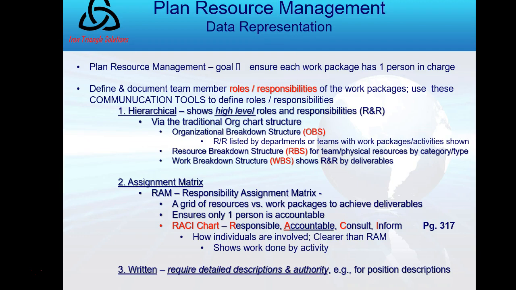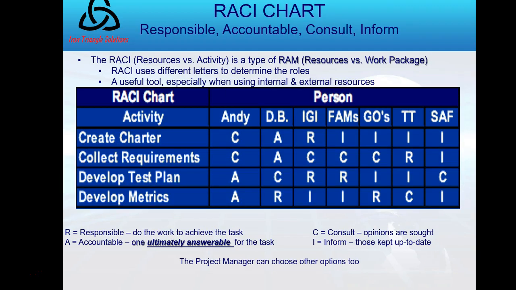And if you look on page 317, they give a sample RACI in the PMBOK guide. Notice as you look across, there can be more than one I for each activity. There can be more than one C. There can be more than one R, frankly. But there can never be more than one A for accountable. There's only one accountable person in each row. Okay? Very important. Communication tools. The tool called data representation is a tool in plan resource management. Here is a picture of a RACI chart.